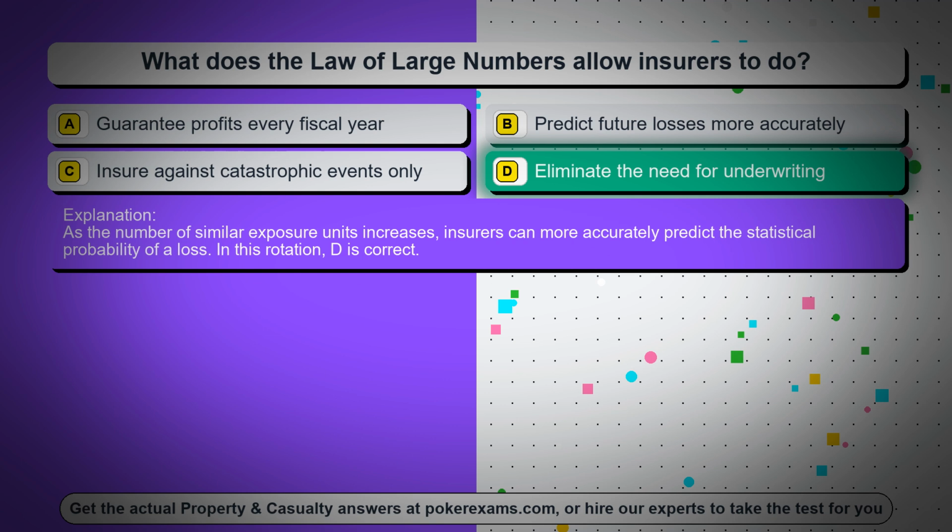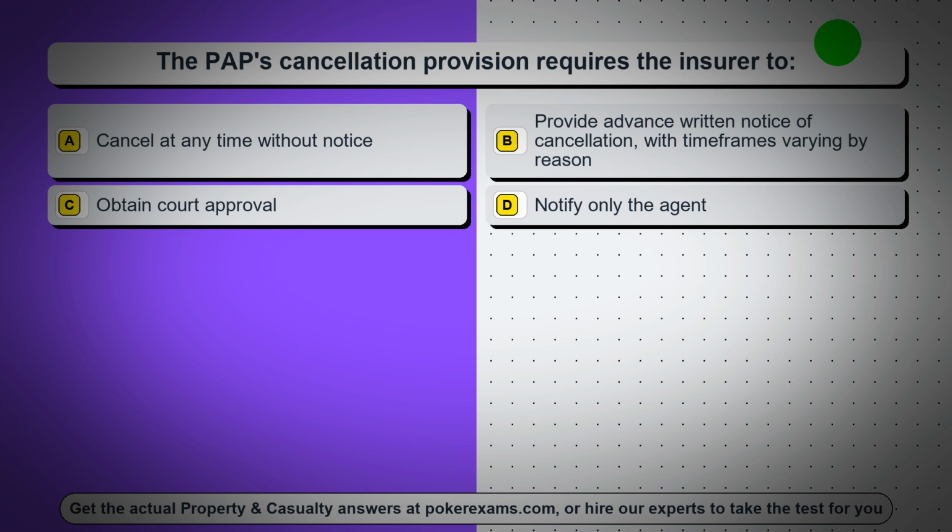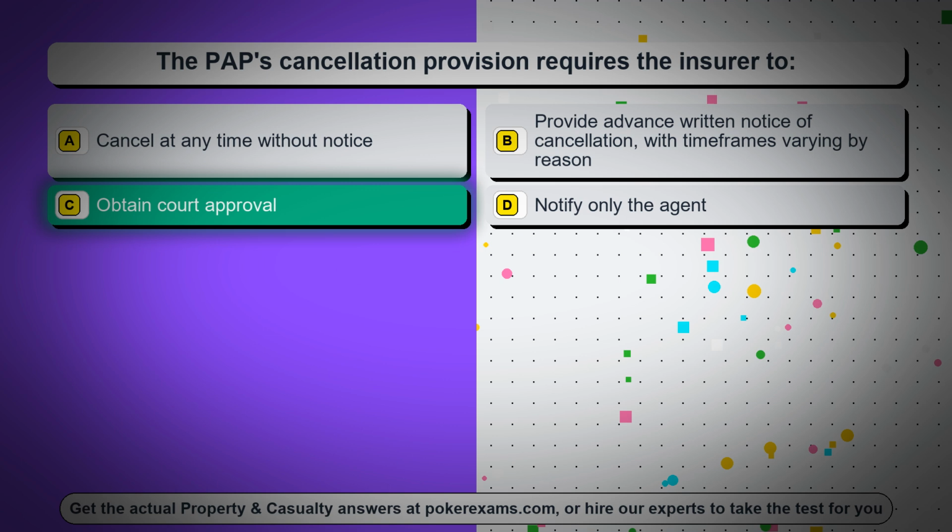As the number of similar exposure units increases, insurers can more accurately predict the statistical probability of a loss. In this rotation, D is correct. Question 77. The PAP cancellation provision requires the insurer to, option A, cancel at any time without notice. Option B, provide advance written notice of cancellation, with timeframes varying by reason. Option C, obtain court approval. Option D, notify only the agent. The correct answer is option C, obtain court approval.